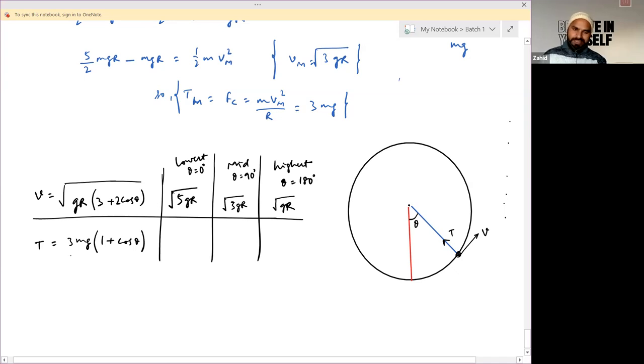Similarly, if you put in this tension, cos 0 is 1. So 1 plus 1, 2 into 3. So it will be 6 times mg. In this part, cos 90 is 0. So it will be 3 mg. And in this part, cos 180 is minus 1. So 1 minus 1 will be 0. So just remember these two formulas and try to find according to any problem.